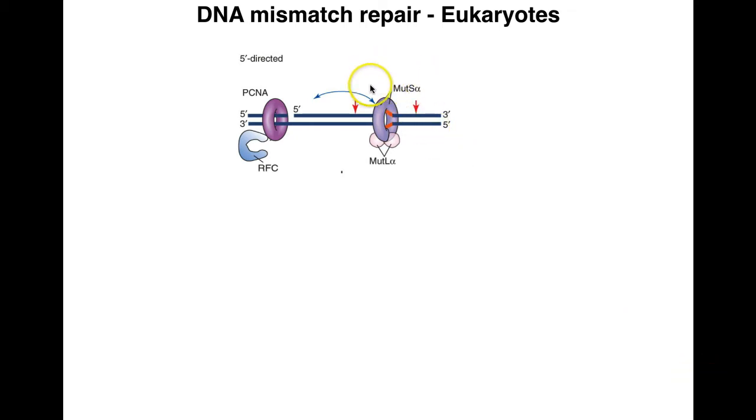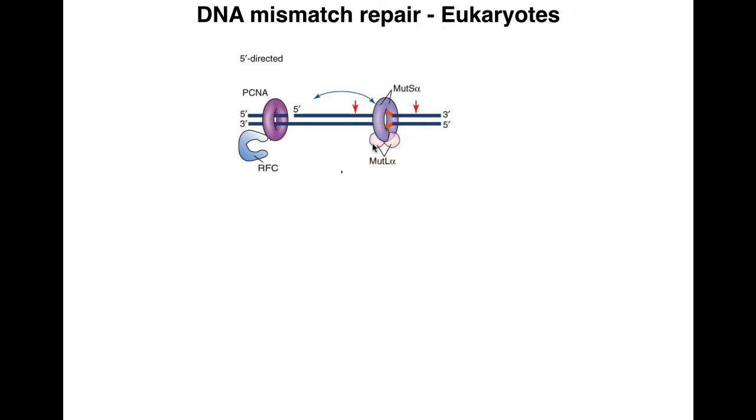So the 3 human homologs to MUT-S, which are going to be in complex to make MUT-S alpha, are called MSH2, MSH3, and MSH6. And I'm not interested in you remembering those names. I just want you to remember that this MUT-S alpha, which is part of the recognition complex for the actual mismatch, is not just a single protein. Similarly with the MUT-L alpha, these are 2 human homologs, MLH1 and PMS2, that are going to make the MUT-L alpha. So unlike in the prokaryotes where MUT-S and MUT-L are individual proteins, these are complexes of proteins that have to work together.